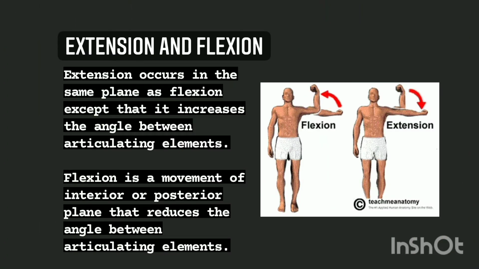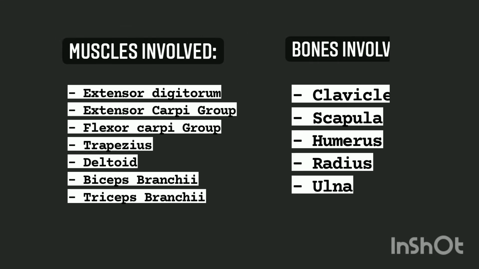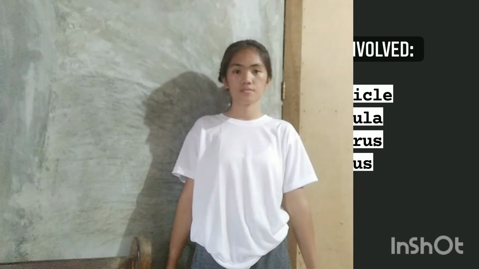Extension and flexion. Extension occurs in the same plane as flexion, except that it increases the angle between articulating elements, while flexion is a movement of the anterior or posterior plane that reduces the angle between articulating elements. So these are the muscles and bones involved in extension and flexion. The proper execution of extension and flexion.